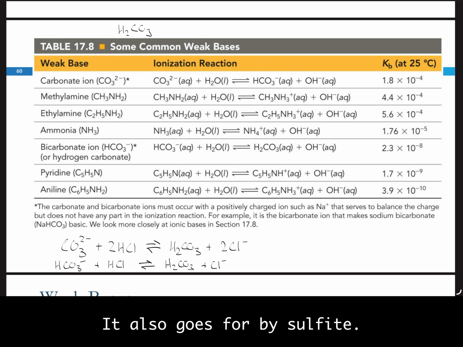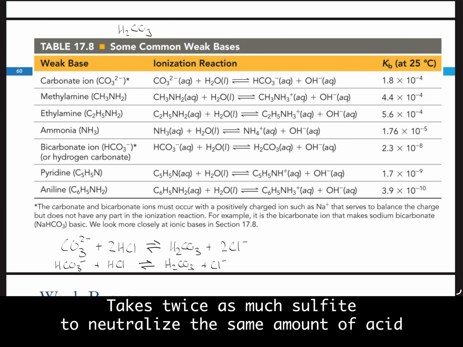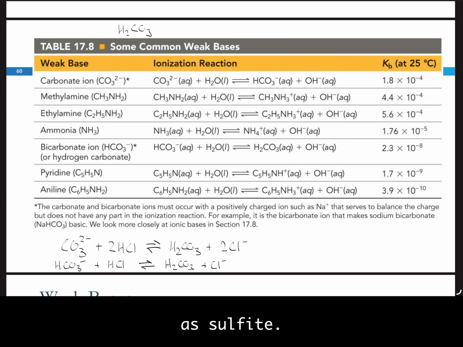It also goes for bisulfite. It takes twice as much bisulfite to neutralize the same amount of acid as sulfite. So it is a very historical name.